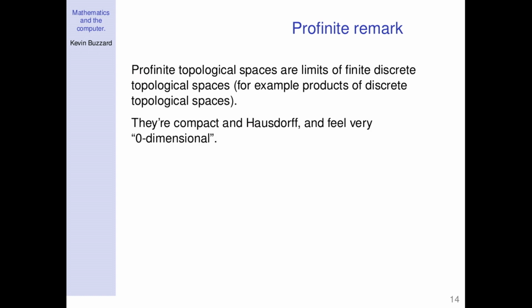So they're going to be compact Hausdorff, because an arbitrary product of finite topological spaces is compact, an arbitrary product of compact is compact, and a closed subset of compact is compact. So profinite topological spaces are examples of compact Hausdorff spaces. And if you're more on the algebra side of things, you've seen things like the p-adic integers. These are examples of profinite topological spaces.